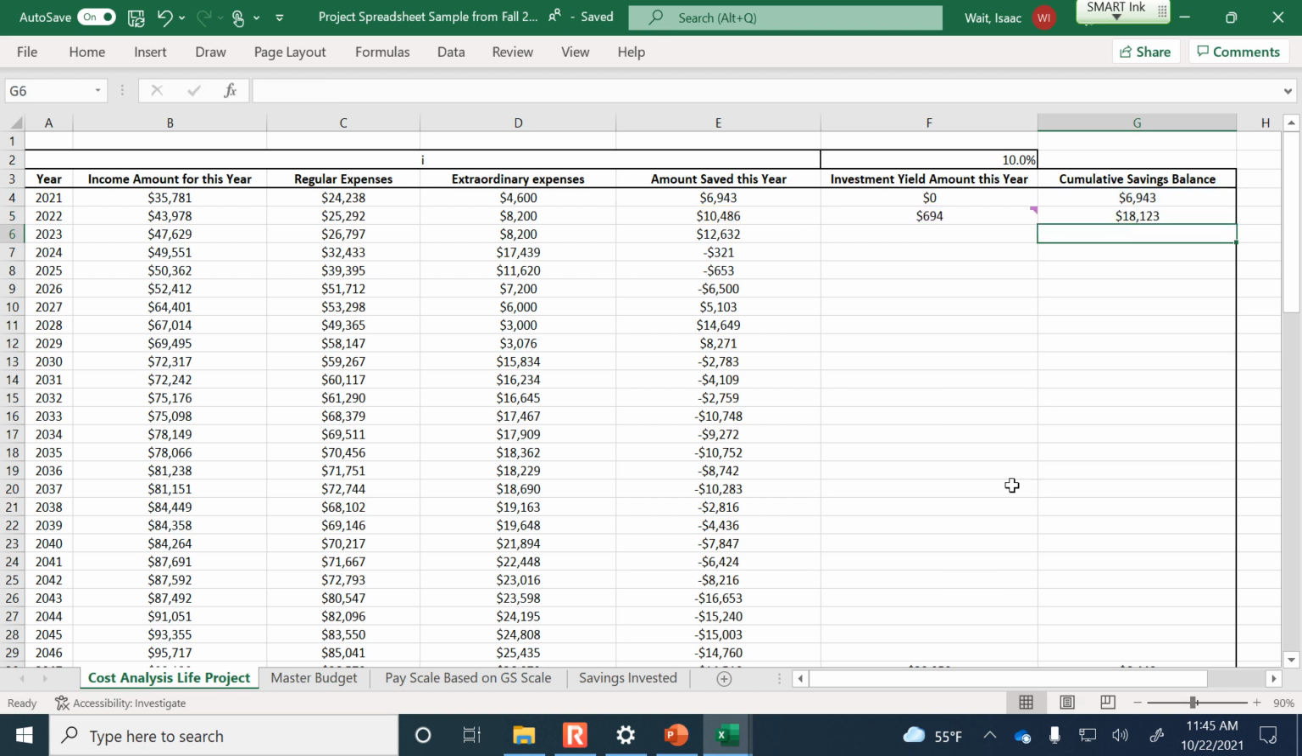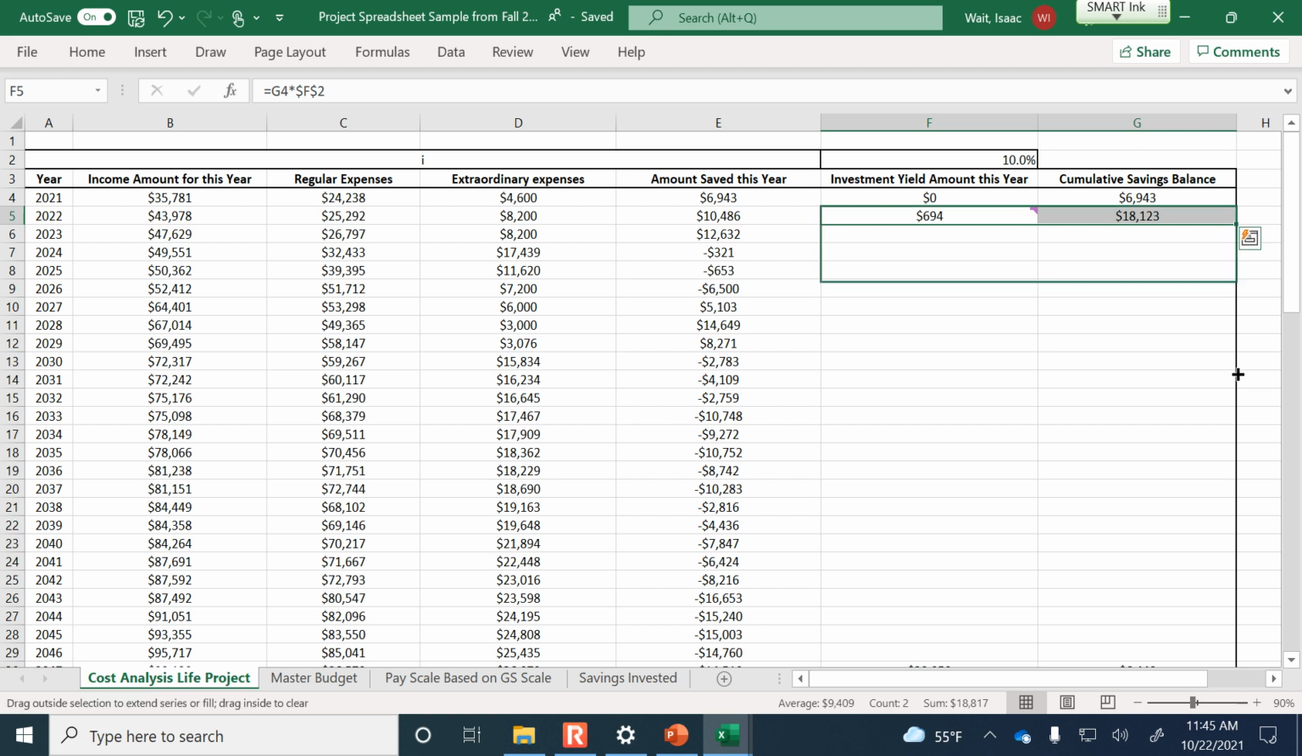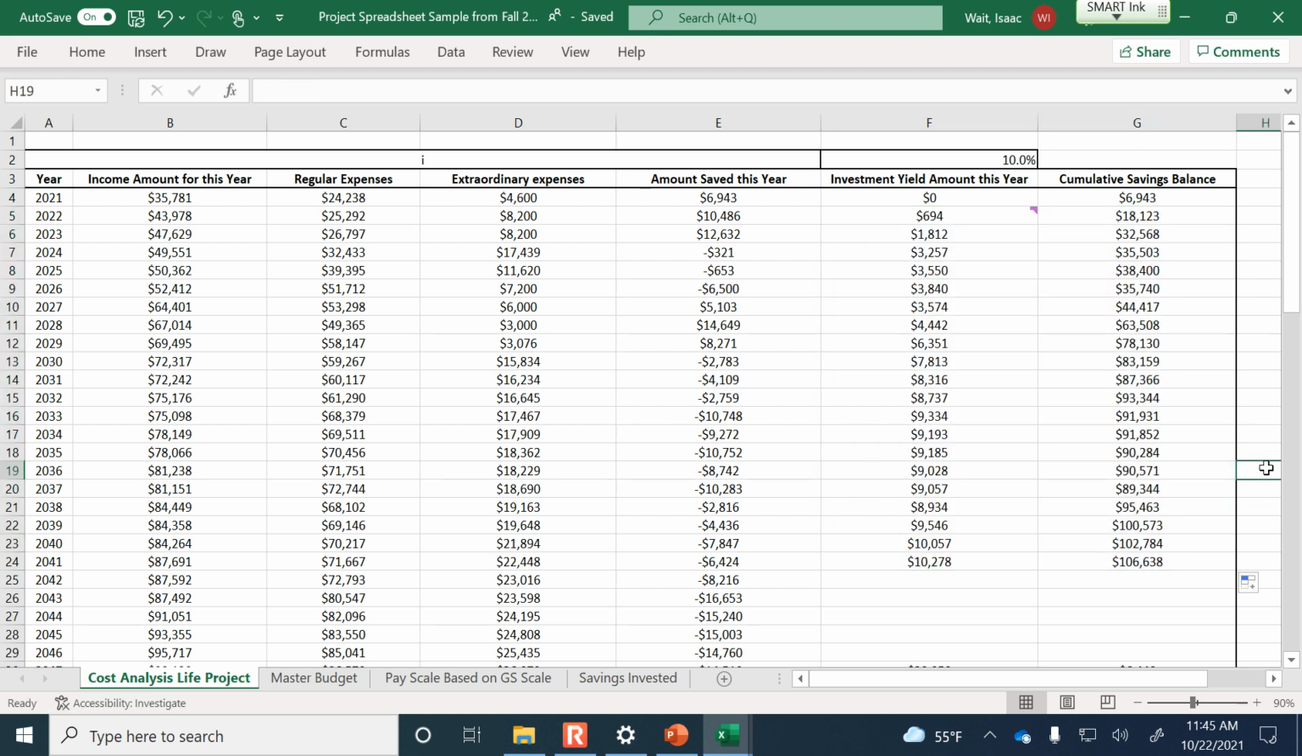All right. So then we can drag this down all the way and see how the cumulative savings balance is growing over time. It looks like some years he's spending more than he's earning because of extraordinary expenses. So look at the amount saved is sometimes negative, but because he's still making interest on the cumulative savings balance, there's only a couple of years where it goes down. So it's kind of an interesting process, this financial planning.